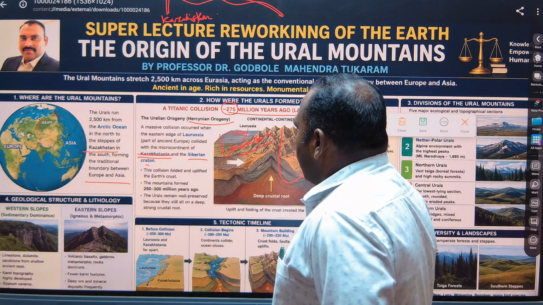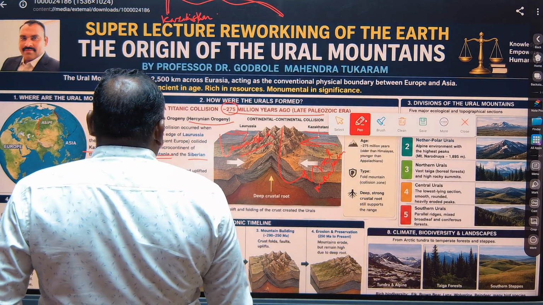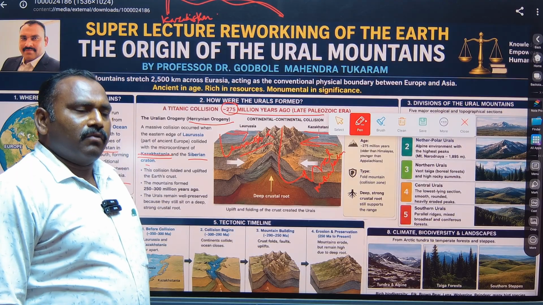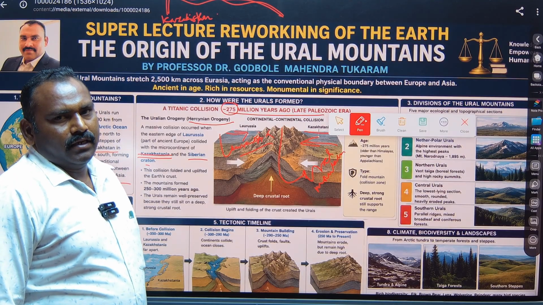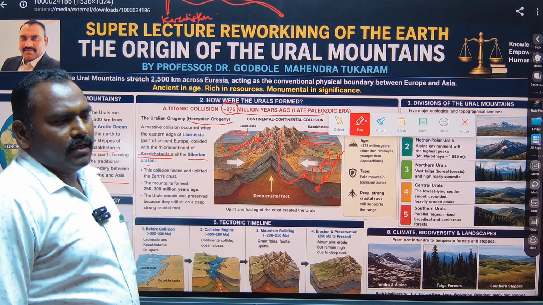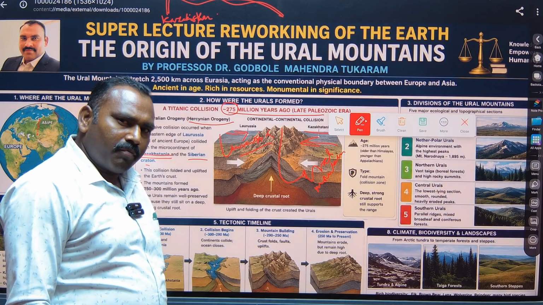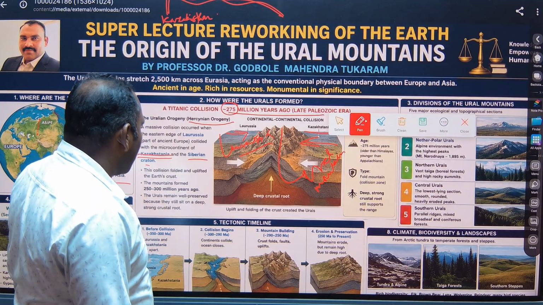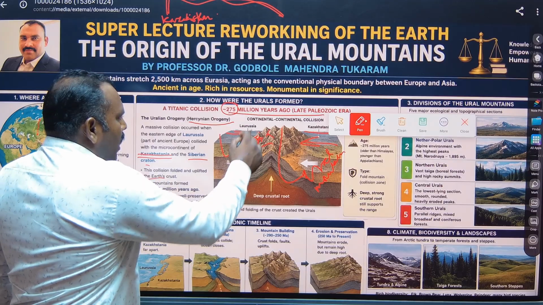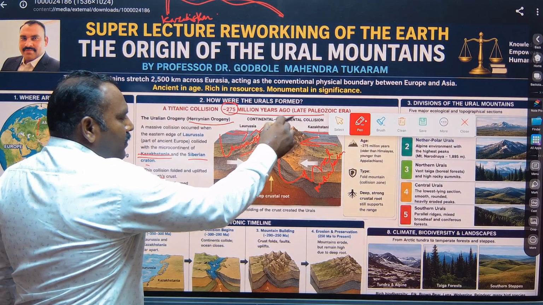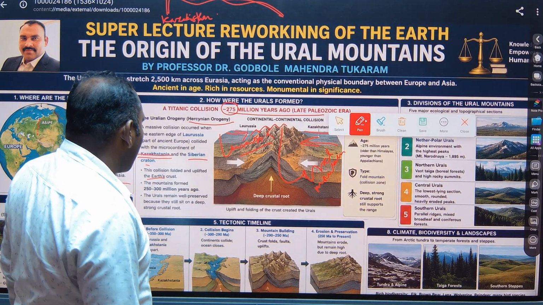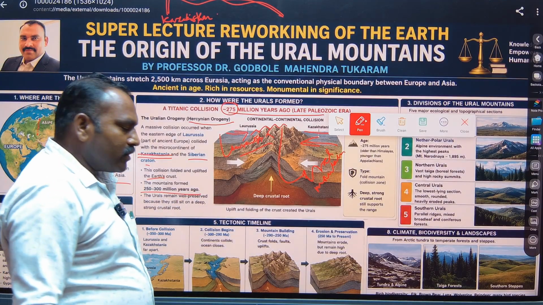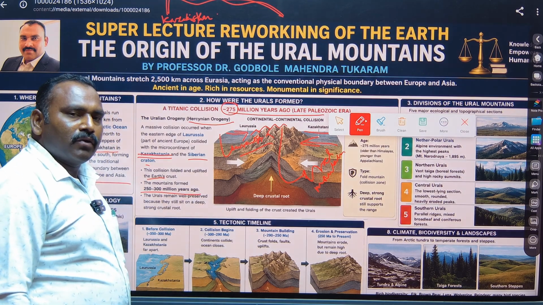The collision folded and uplifted the earth's crust. The tectonic collision at the convergent plate boundaries, between Laurentia, the old Europe, and the microplates like Kazakhstan and Siberia, caused them to collide with each other, and this landmass has been uplifted or folded. This mountain was formed 250 to 300 million years ago. The age of this mountain is 250 to 300 million years.